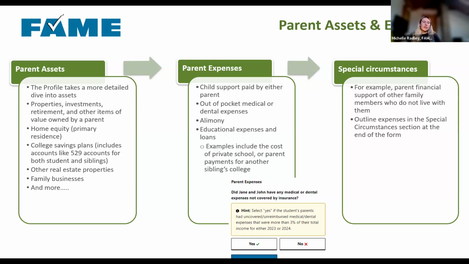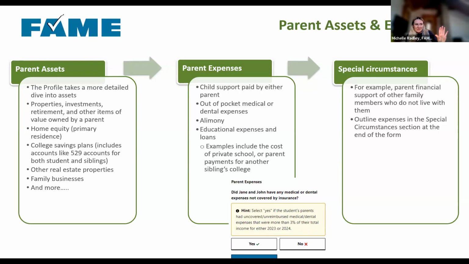And then also things like educational expenses and loans. So this could range anywhere from a parent paying on student loans for another sibling to costs of privatized education or private school. So we have a screenshot there as well.